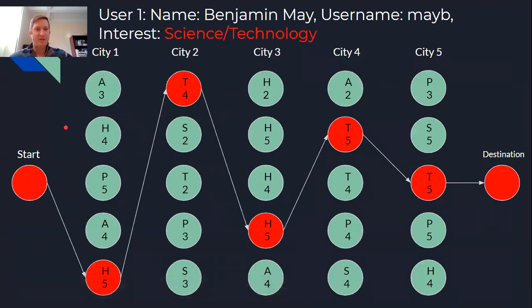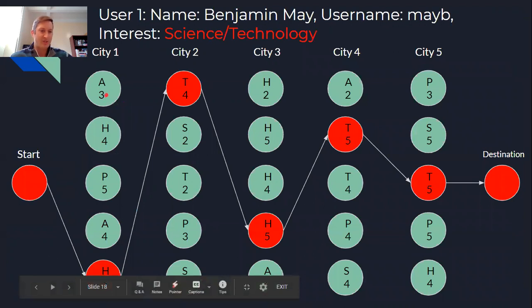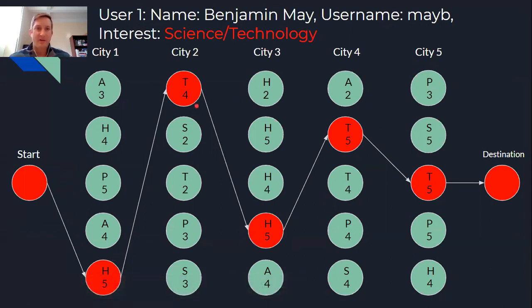So I have the starting location. Again, you see there's no T, remember science and technology, there's no T locations in this first city. So it just selects a highly rated 5-star rating down here, which is the history museum we talked about. In the second layer, there's 2 science and technology locations that we can visit, but it selects the 4-star because that's the higher of the 2 ratings.